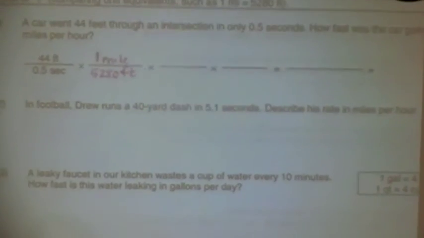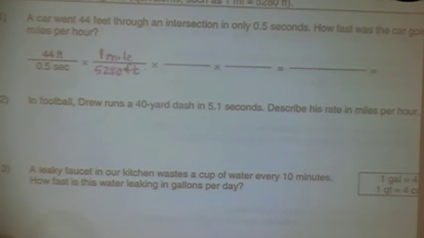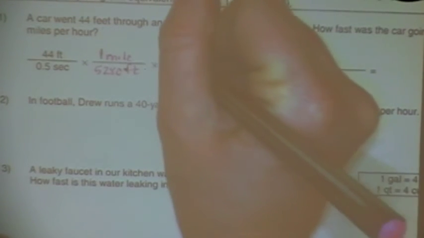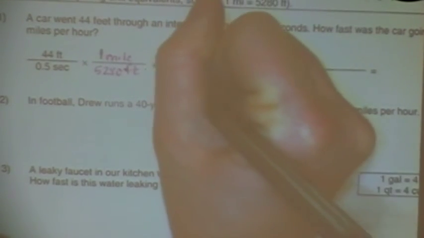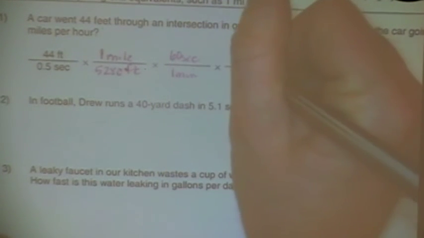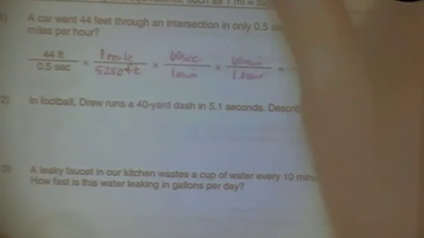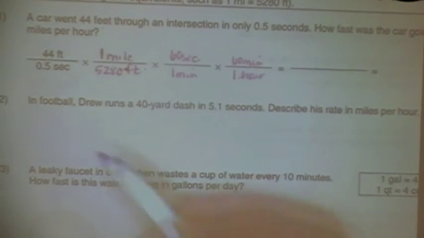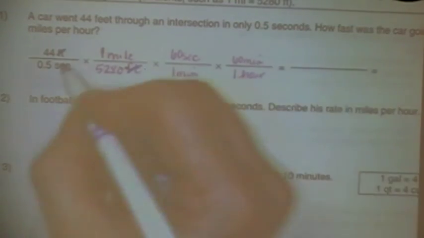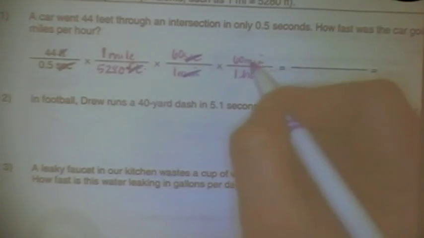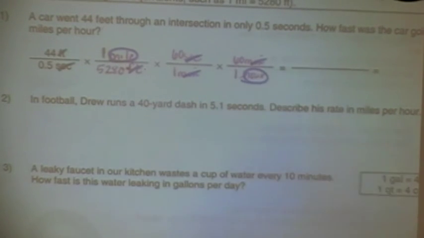Okay, this time I'm starting with distance. I'm going to cancel feet and go to miles. So I got 1 mile is 5,280 feet. And now I need to cancel seconds. Where am I going? I'm going to miles per hour. So I can do 60 seconds is 1 minute, and 60 minutes is 1 hour. I'm going to check my units, make sure the right things cancel. So feet cancels with feet, seconds and seconds, minutes and minutes, and that leaves me miles per hour, which means I'm in the right place.